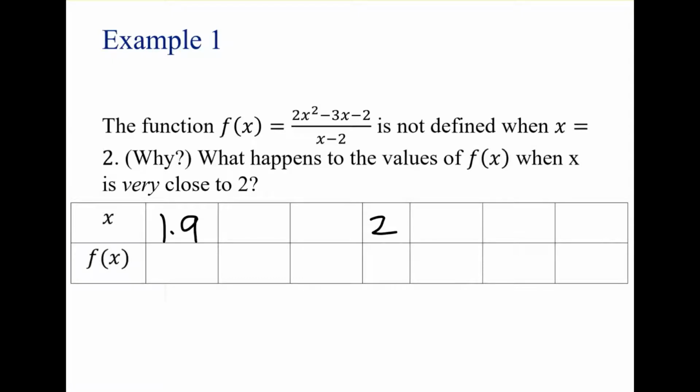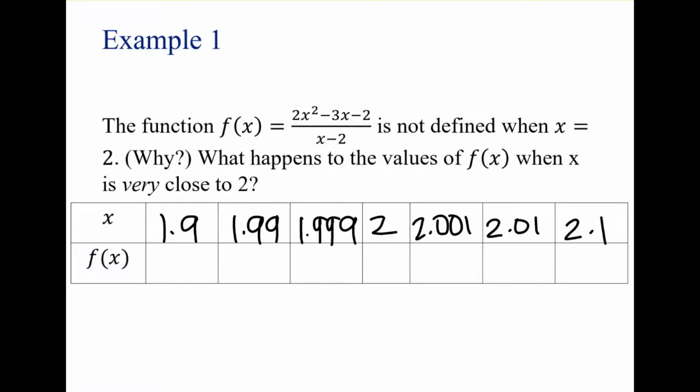Now we will select a value even closer to 2. Let's try 1.99. And now we choose a value even closer to 2. Let's try 1.999. Now let's find some values to the right of 2. First, let's try something like 2.1. Now let's try a value closer to 2, like 2.01. Now let's select a value even closer to 2, like 2.001.